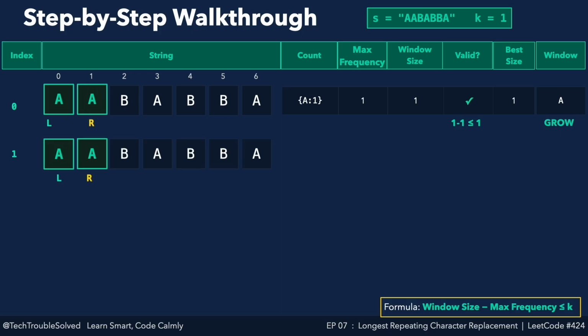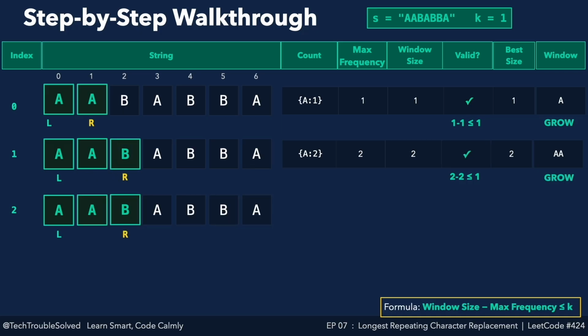Another A enters. Count of A is 2. Max frequency is 2. Window size is 2. Formula: 2 minus 2 equals 0. Valid. Grow. R moves to index 2. B enters. Count of A is 2. Count of B is 1. Max frequency stays at 2. A is still the leader. Window size is 3. Formula: 3 minus 2 equals 1. Exactly k. So valid. Grow.